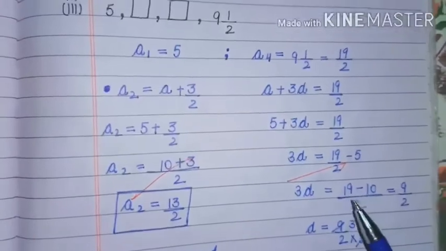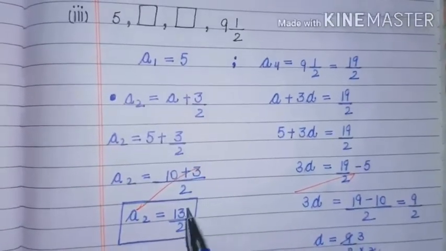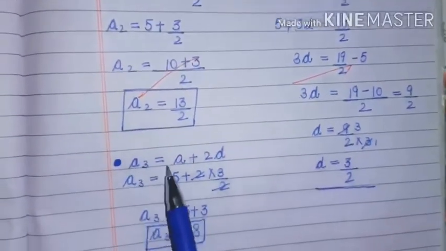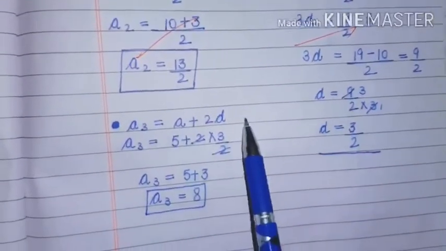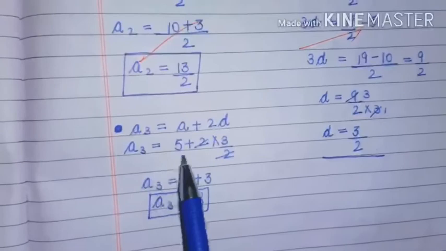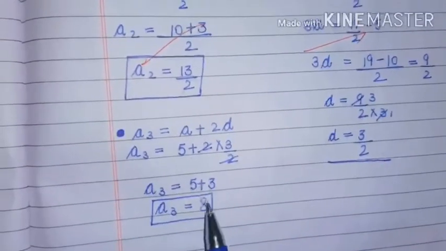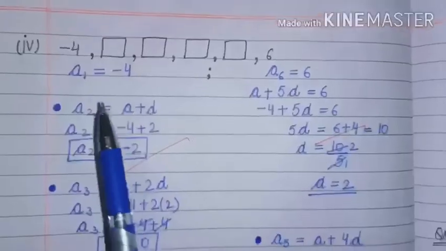And how will you find the next term? You will add d to this term, that is the a2 term. So you will get a3. a3 is equal to a plus 2d. In this way you also can find. So a3 is 5 plus 2 into 3 by 2. So 2 and 2 cancel, beta. This is 5 plus 3, that is 8.